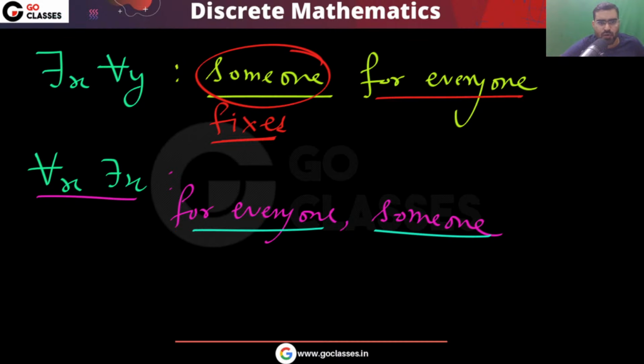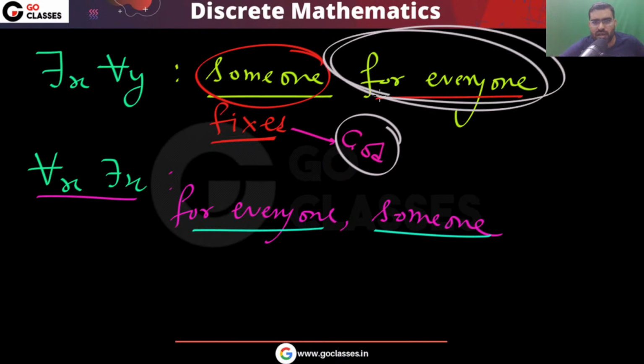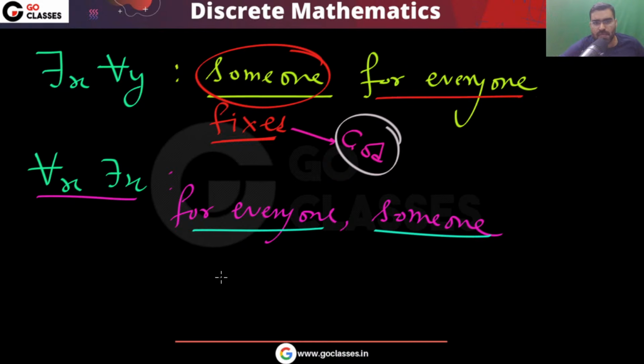For example, you can say God. God is for everyone. This fixed person is for everyone. And similarly, in this example, you can see an analogy: I can say for every person there is a lover. You can notice different people can have different lovers. It is also possible that two or three people have the same lover.